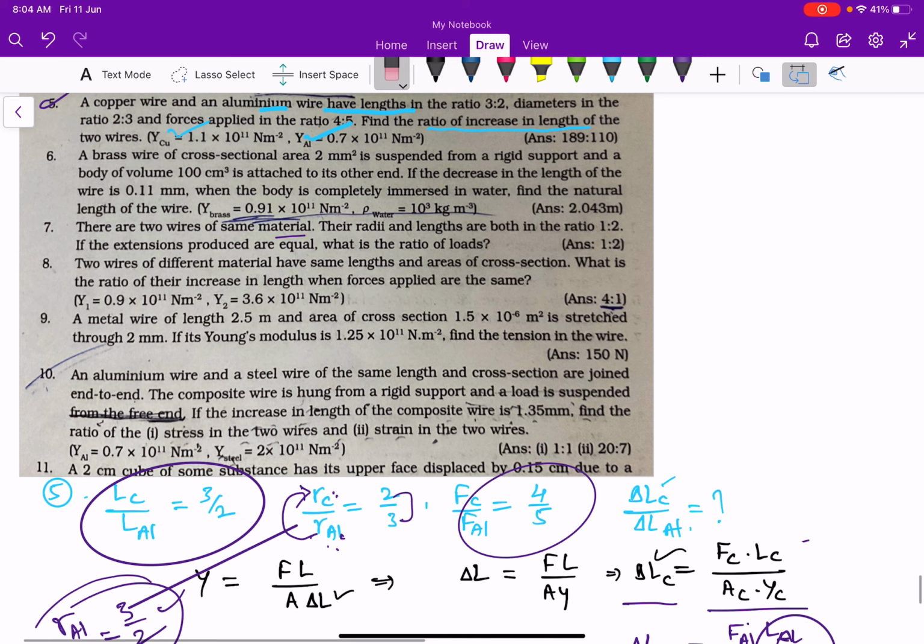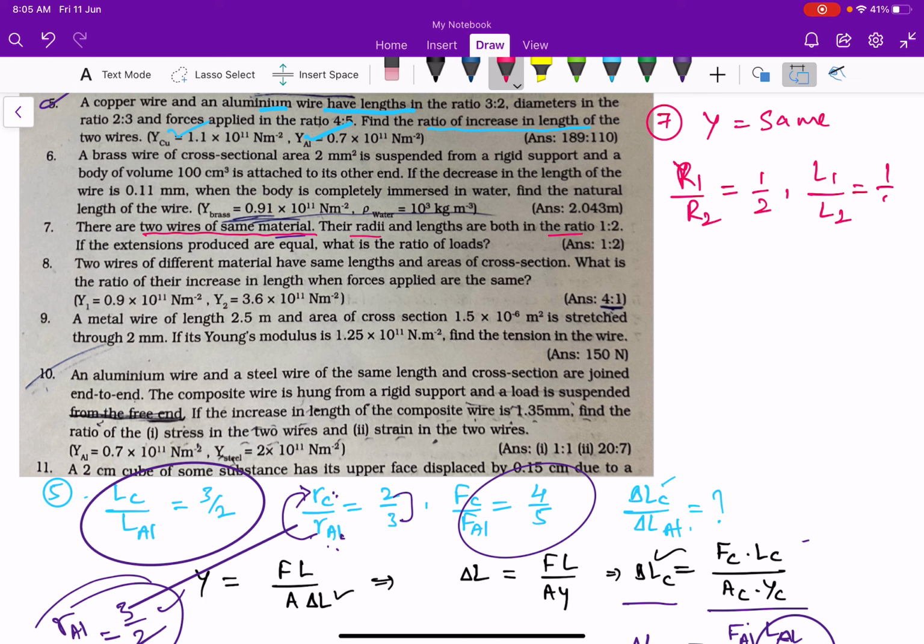Problem number 7 is, there are two wires of the same material. So Young's modulus is the same. Their radii and lengths are both in the ratio: radius of material 1 to material 2 is 1:2, and length of material 1 to length of material 2 is also 1:2. Here Young's modulus is the same, which means Y1 by Y2 is equal to 1.